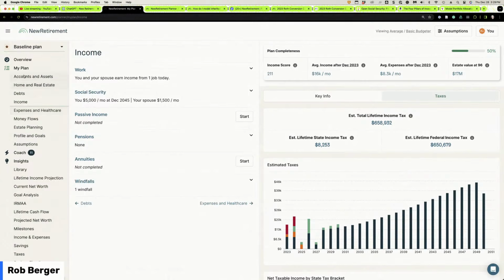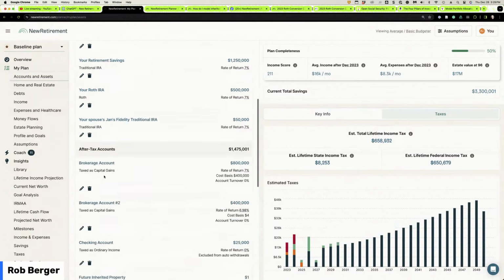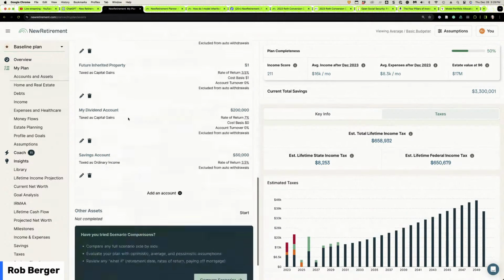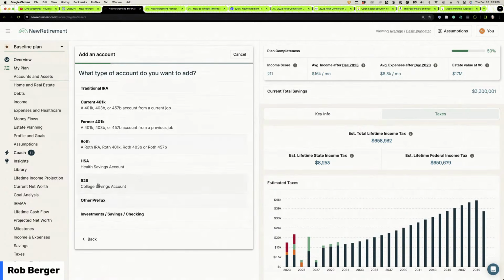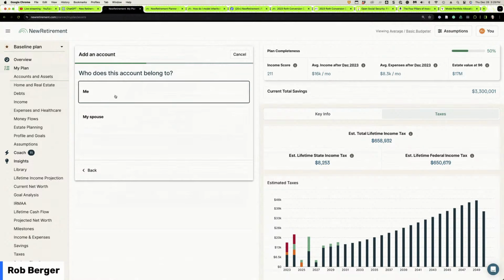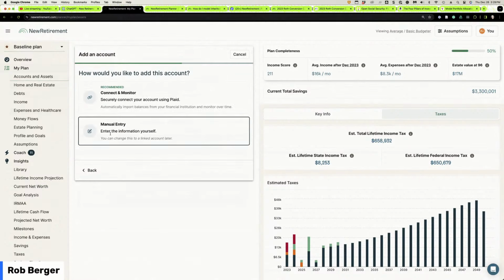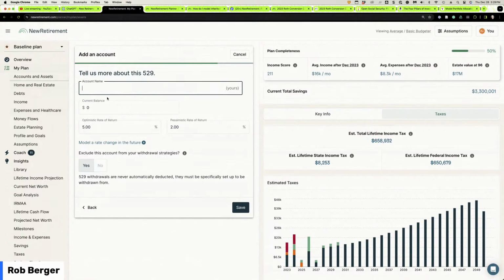So there is an account for 529. If we go to accounts and scroll to the bottom, add an account, 529. And you've got to put who it belongs to, manual. And so we'll say 529 for child number 1. You might actually use your own child's name, but I'll just do child number 1.